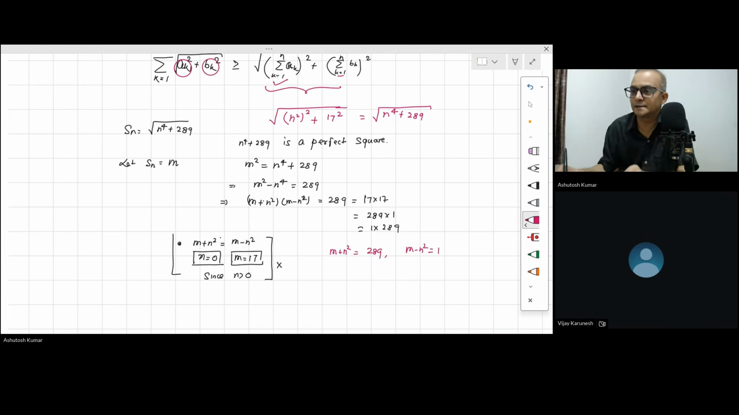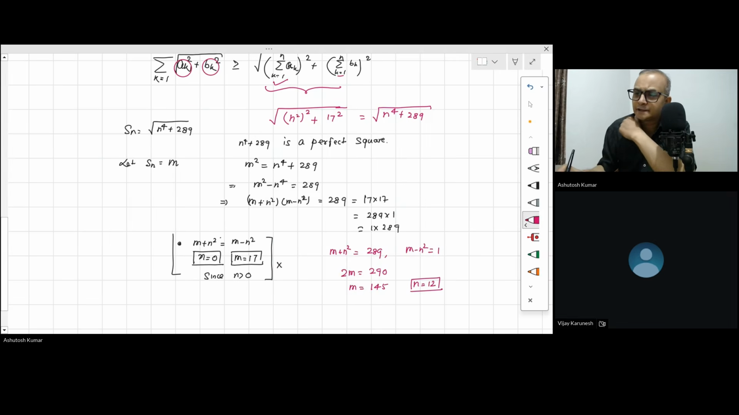Now there are two equations and two variables, so it's not difficult. We can add these, so it gives 2m is equal to 290. Correct. So m is equal to how much? 145. Yes, 145. If m is equal to 145, n is equal to 12. Very good. And I need positive integers only.